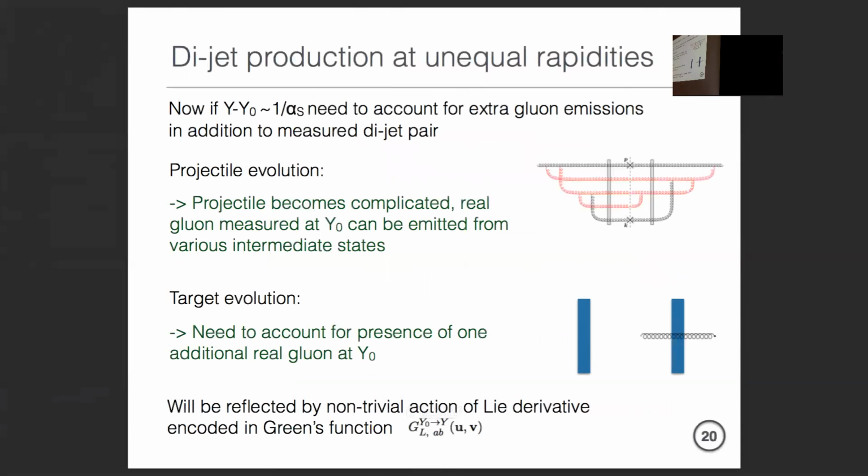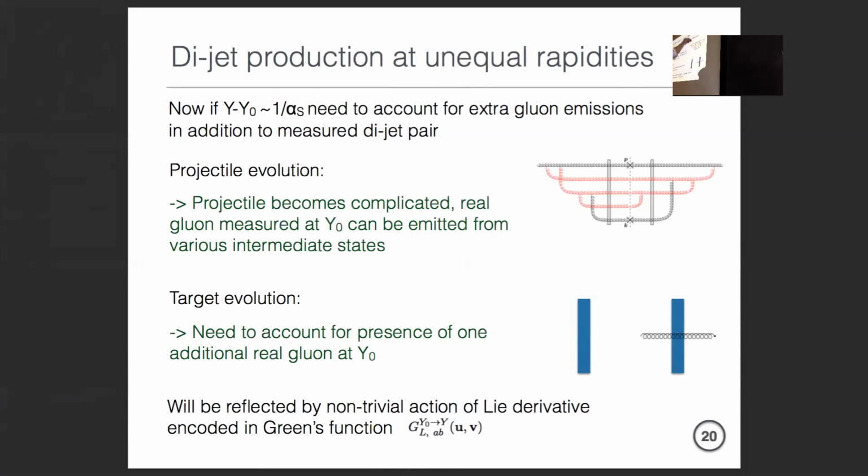If you think about it from the viewpoint of projectile evolution, then you end up with graphs like this. Basically, what you have to account for is that the additional gluon that you measure here does not necessarily come from your quark parent, which is also a gluon here, but can be emitted from essentially any of the stuff that has happened in between. So that's maybe the more transparent thing to think about.